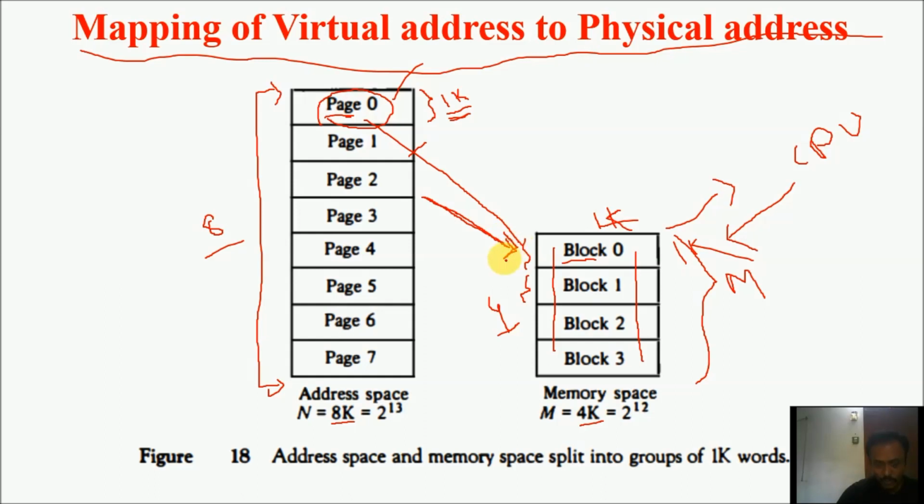So here some replacement algorithm will be used, because there is a total number of 8 pages, but at a time there can be present only 4 pages. So if I ask for a page that is not present in the main memory, then you have to bring that page from the auxiliary memory to main memory. This transformation is called the mapping, virtual memory mapping.